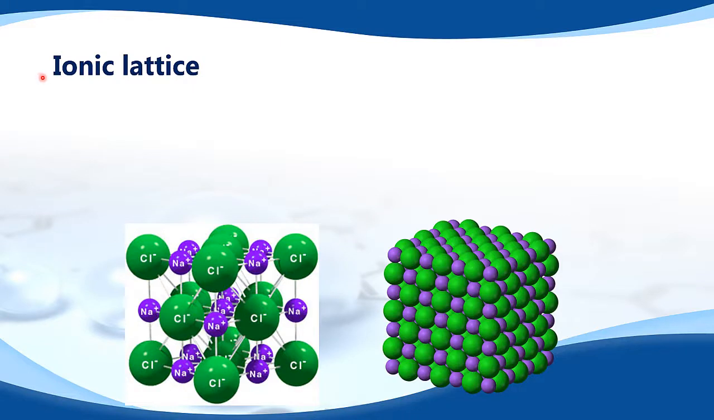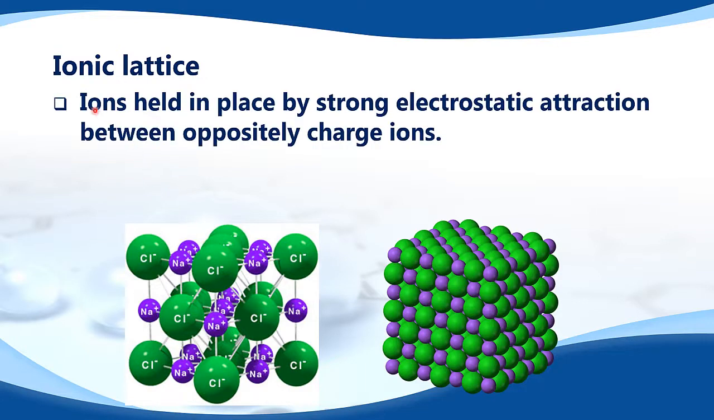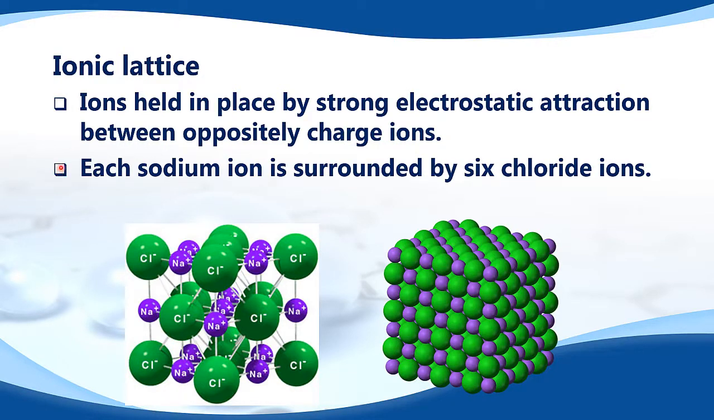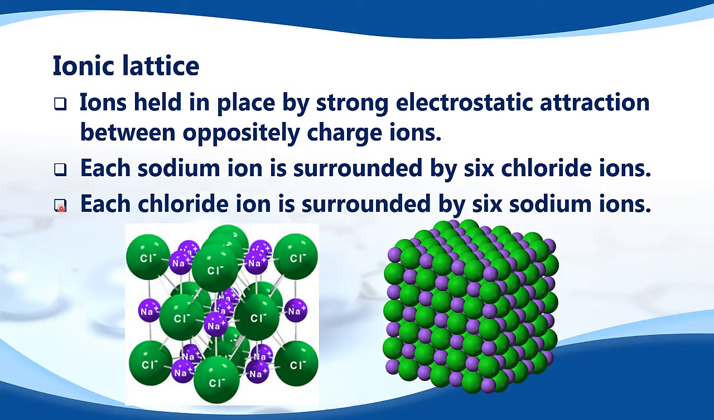Next is the ionic lattice. So here we have the ionic lattice for sodium chloride. You can see that we have Na+ sodium ions and Cl- chloride ions. The ions are held in place by strong electrostatic attractions between oppositely charged ions. Each sodium ion is surrounded by 6 chloride ions, and each chloride ion is surrounded by 6 sodium ions.